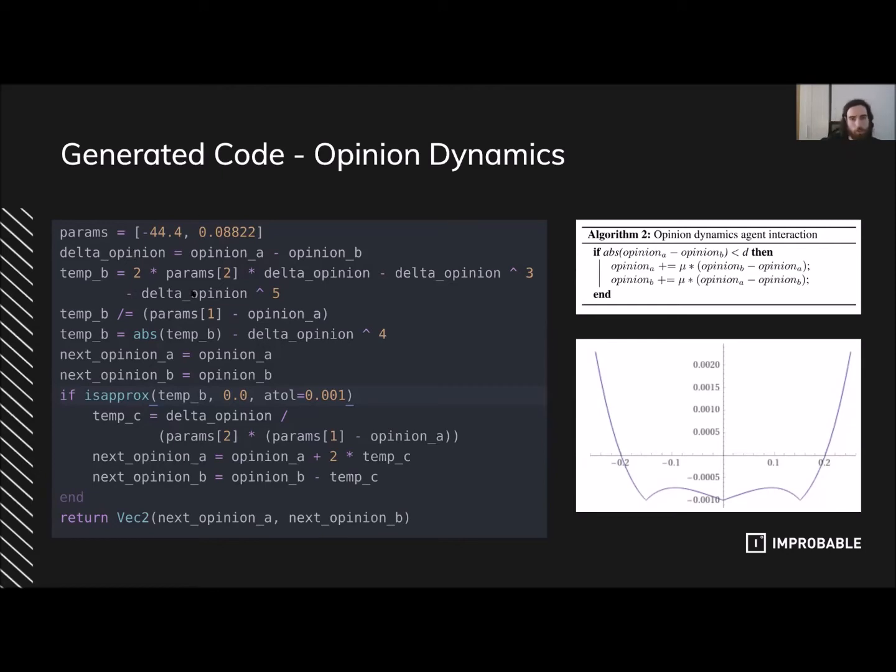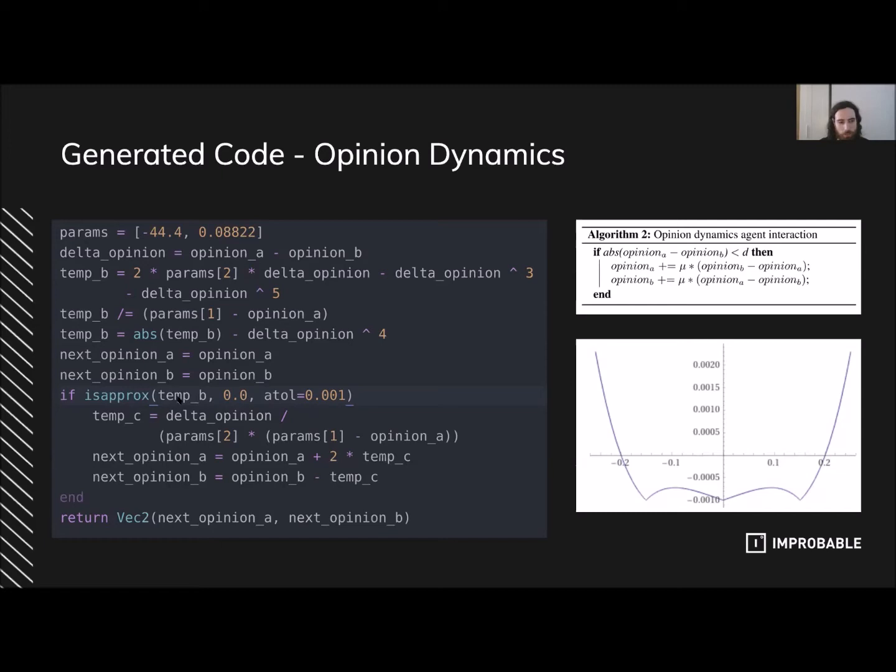So this is the generated code from Opinion Dynamics. Okay, there's quite a lot going on here, but we can look at the pseudocode again, and we can see the core bits of this logic are getting the difference between opinions, doing some conditional logic on that, and then updating the opinions. And you can see this here in the generated code. So the first thing it does is get this delta opinion, so find the difference between the two opinions. Then there's some conditional logic, and we're updating the parameters if this condition is true. This condition happens to be if this temp B thing is approximately equal to 0.